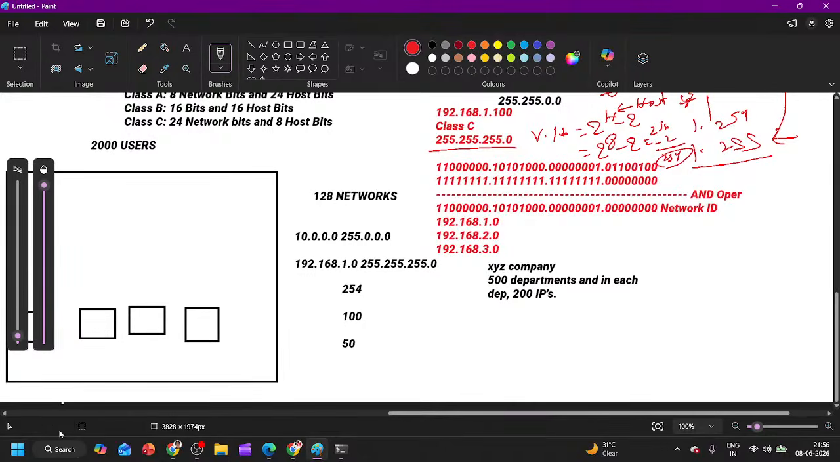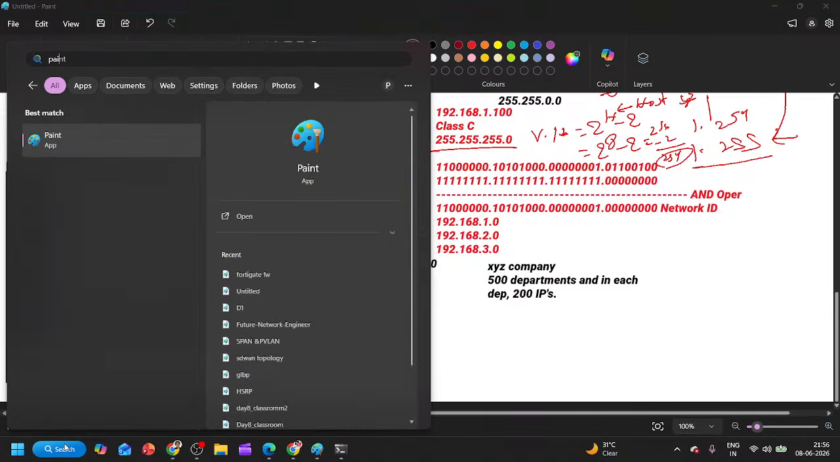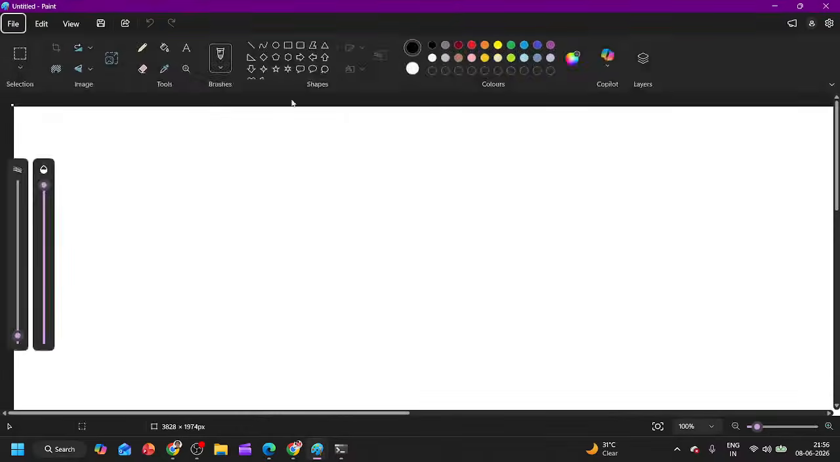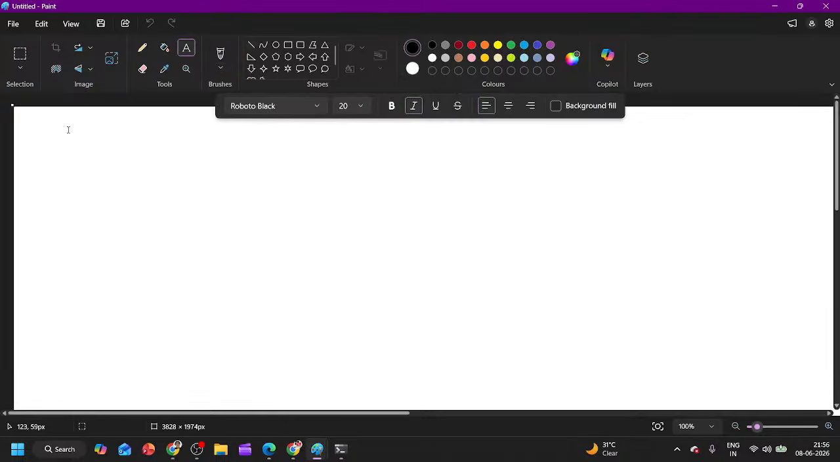But now I have one requirement in my company. Let's say in my company there are 4 departments, and in each department there are 10 users who need IP address. Tell me from which class I should use IP.